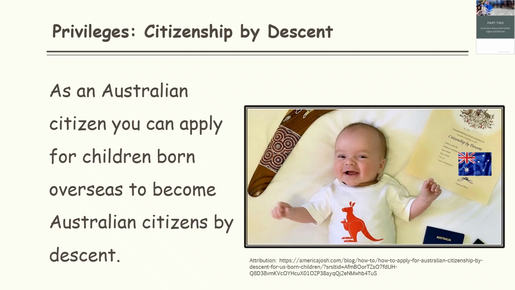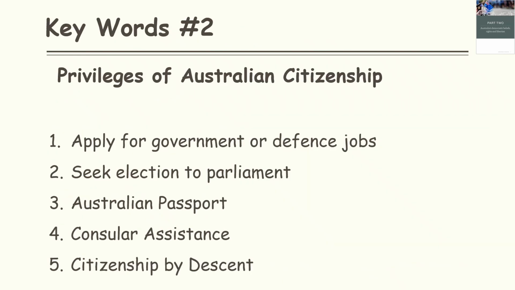As an Australian citizen, you can apply for children born overseas to become Australian citizens by descent. Let's say the key words together. Privileges of Australian citizenship. Apply for government or defence jobs. Seek election to Parliament. Australian passport. Consular assistance. Citizenship by descent.